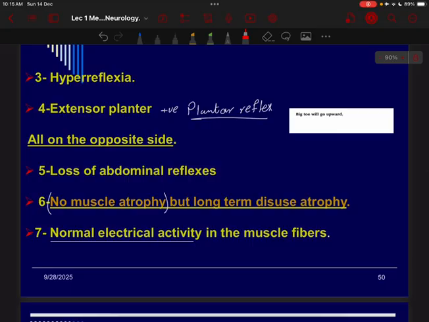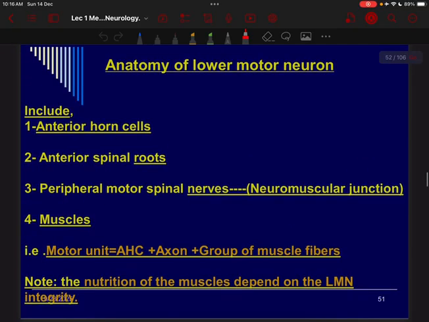And also, when we examine the muscle itself, we test the electrical activity in the muscle, and it is normal. So these are the signs of upper motor neuron. Roughly 6 to 7 points that you must memorize.